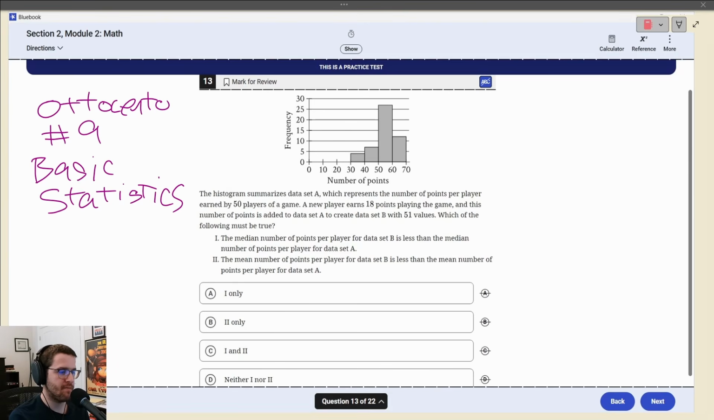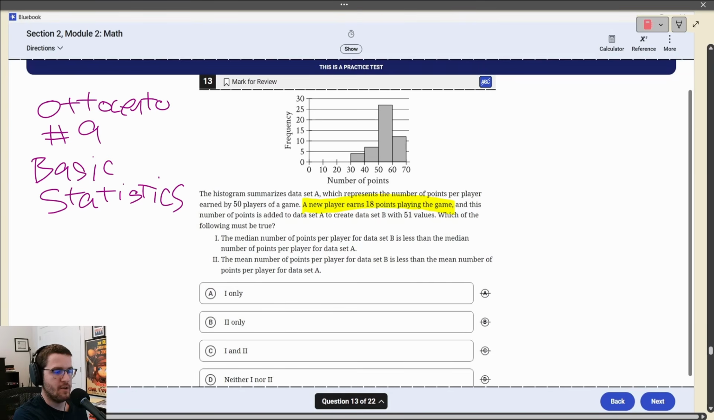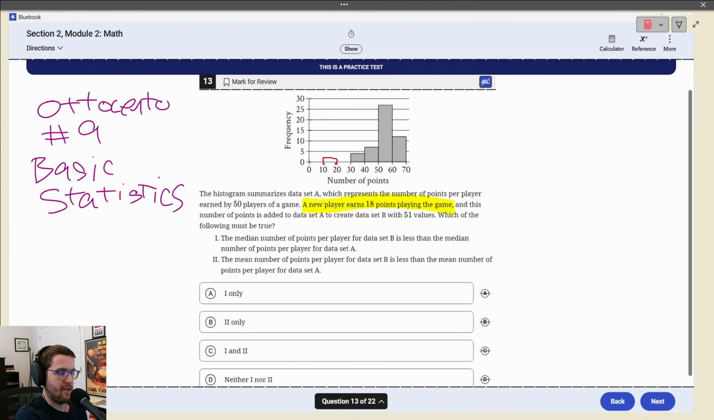So it says we're adding a new player, just one, literally just one, who has 18 points. So we're going to add a little sliver right there. That's just meant to be 1 in that 10 to 20 box because 18 is between 10 and 20. Notice how, so this is what's called an outlier. It's far away from the rest of the data points. What we just did was add what I like to call a small outlier. Notice how it's to the left of all the other numbers. It's smaller than all the other numbers.